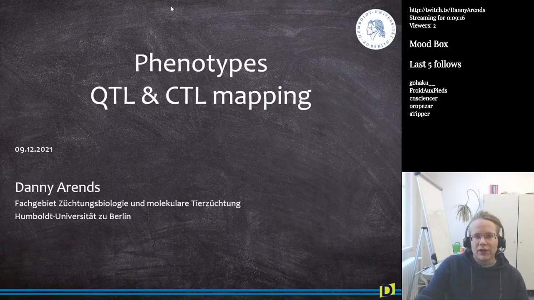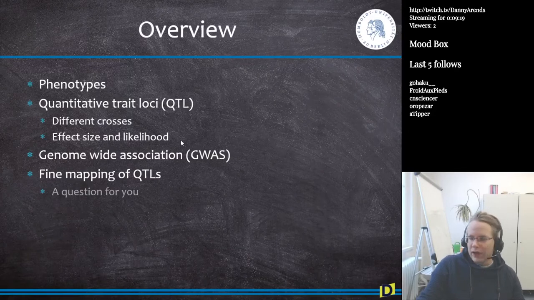So let me show you the overview for today. First I want to talk a little bit more about phenotypes and their relationship to heritability. We already had a whole lecture about phenotypes, but I wanted to recap some things. Then the next part will be quantitative trait locus mapping, so a QTL, which is a region of the genome which is associated with a phenotype.